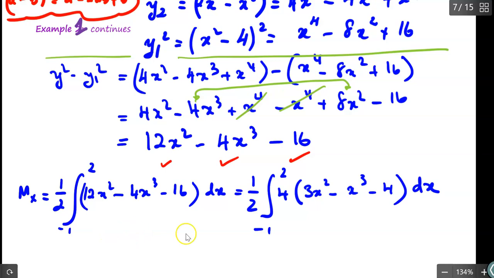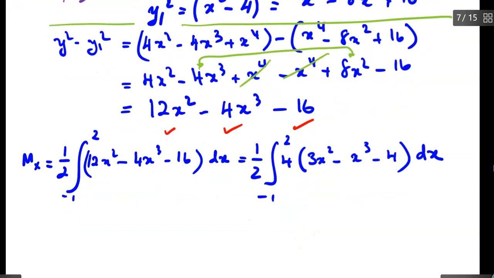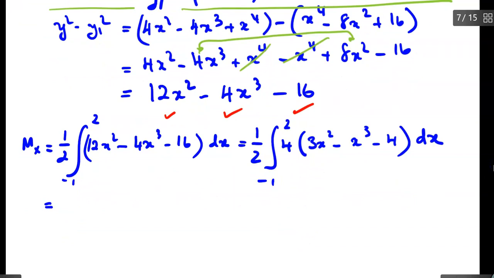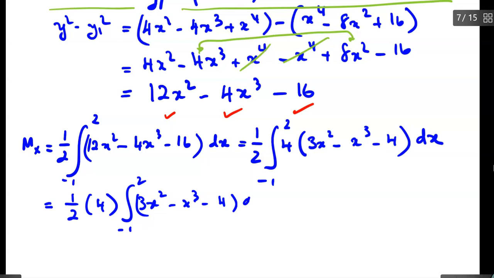Okay, now 4 is a constant. I can bring this across the integral sign because I know that I can simplify the 4 with this half. Okay, so I bring it across the integral sign. So this cancels with that, right? So I should have just a half left. Now, 4 divided by 2 is 2. I'm sorry. Okay, so this is 2.